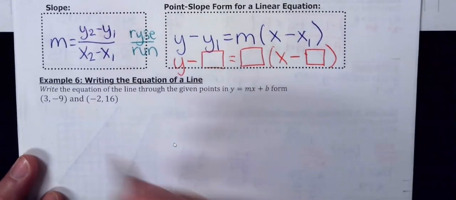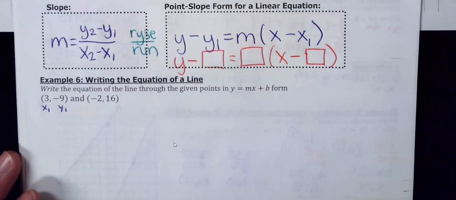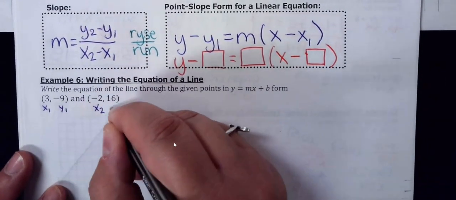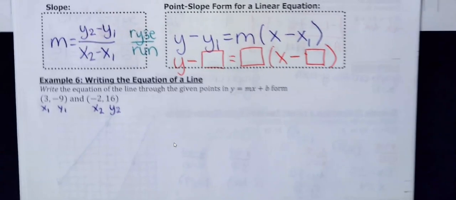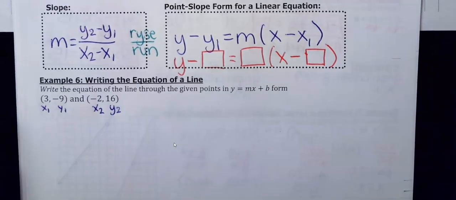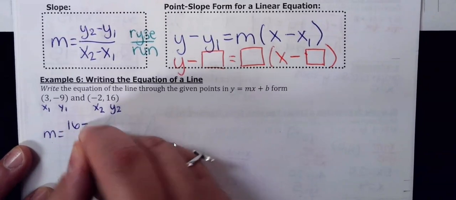Completely up to you. I usually just take and label the first point that's written down in the problem x1, y1, and the second point x2, y2, but you could flip that, doesn't matter. And to find my slope, that's the first thing I'm going to do here real quick. I'm going to do y2, which is 16, minus y1.